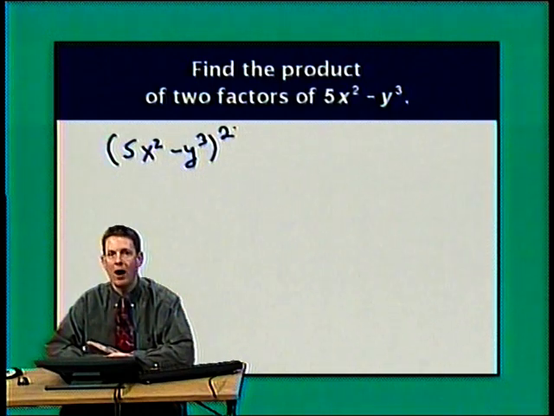I could go ahead and write two factors of 5x squared minus y cubed in FOIL, or I could use one of my special products.